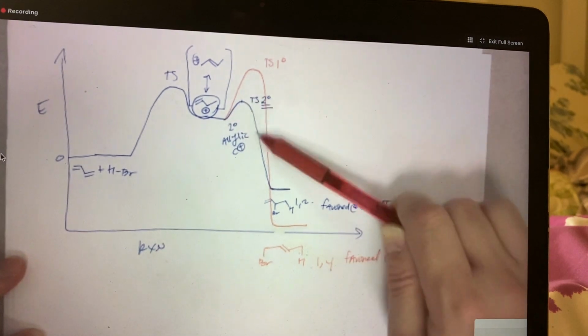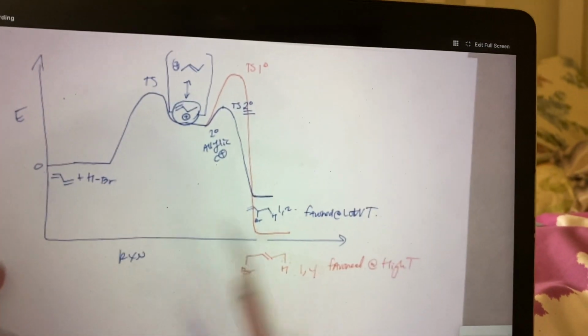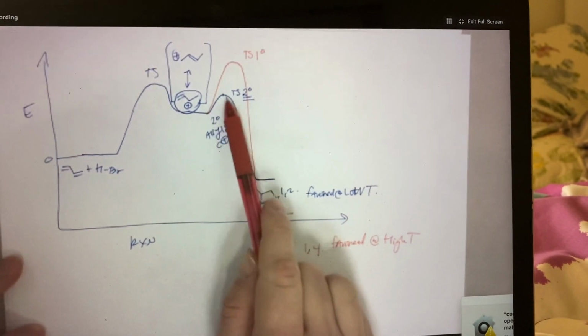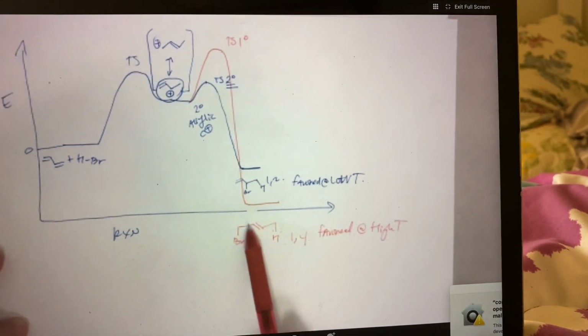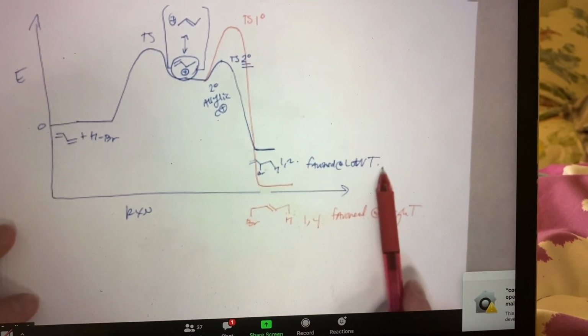The smaller energy barrier is favored at low temperature. Favored at low temperature, not much energy. This particular product that results from the 1,4 is formed as the minor product. This is the major product.